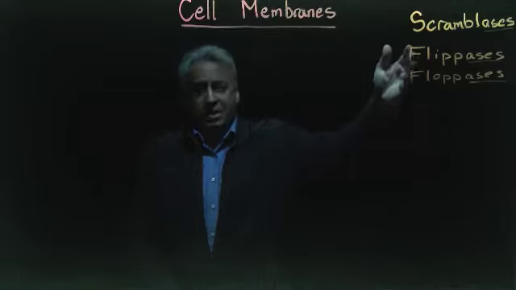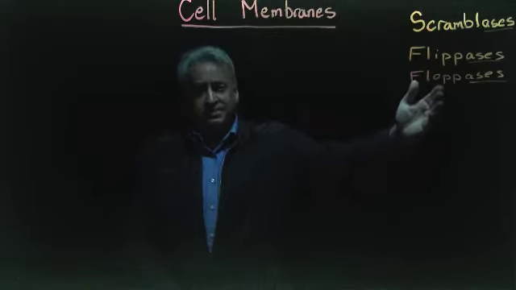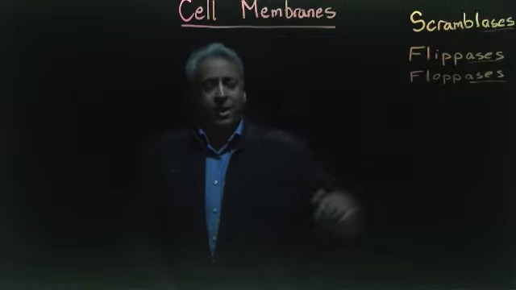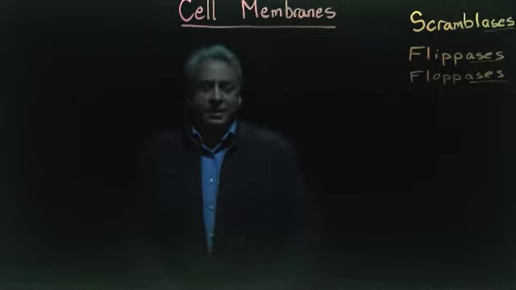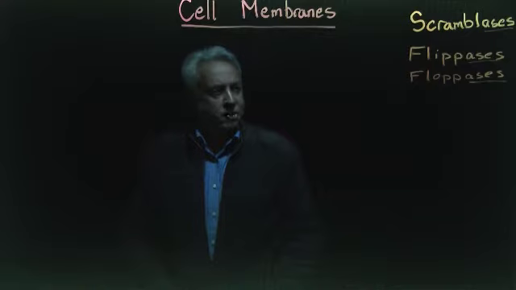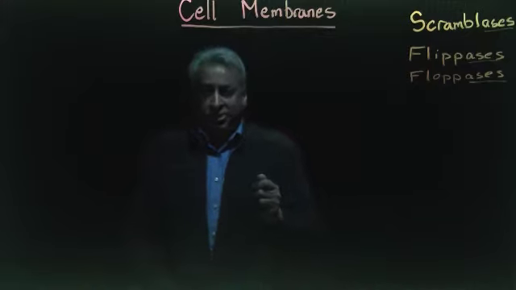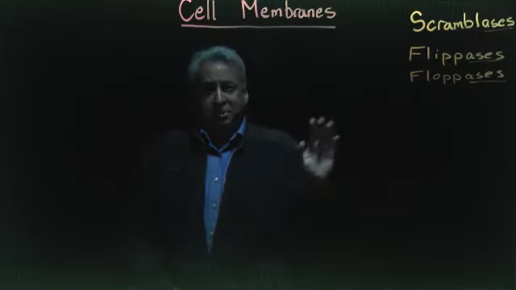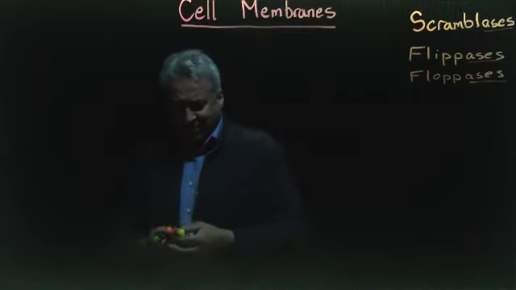These two work together, the flippases and the flopases, and at a different location we're going to discuss what happens with scramblases. So I think it's best to talk about eukaryotic cells first, because it's easy to understand that location is very important as well as function of these enzymes.